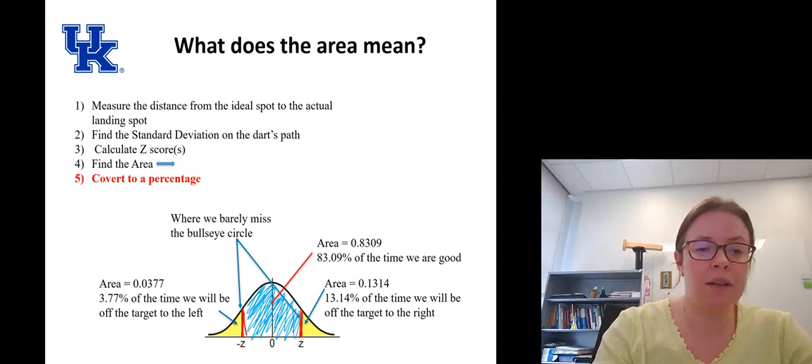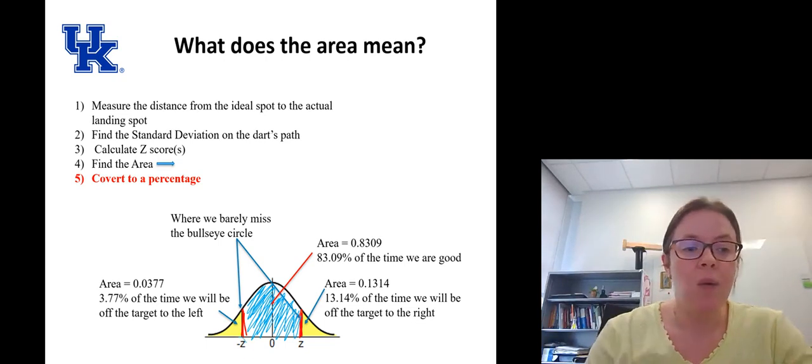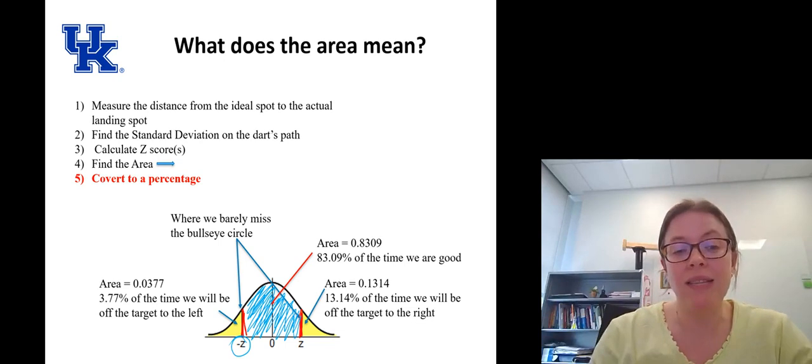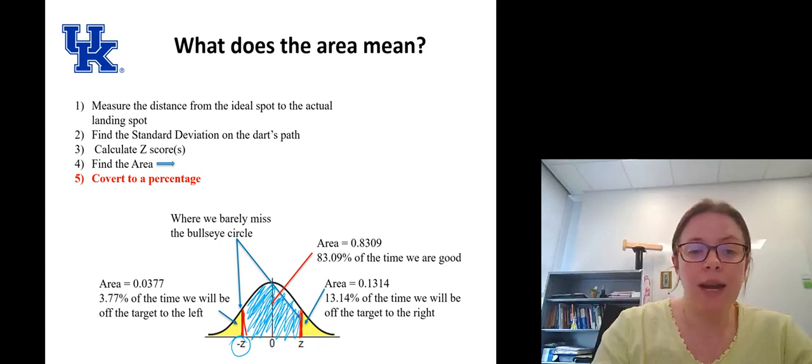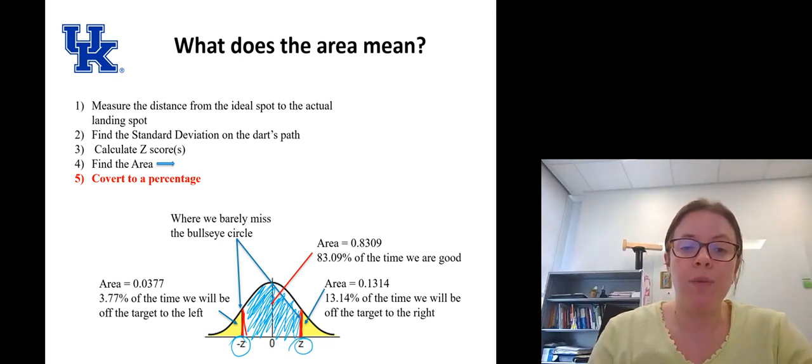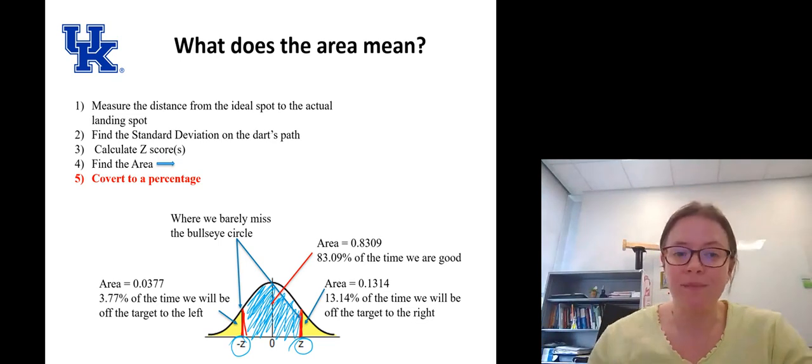Then the yellow areas, so here on the left associated with the negative z, we have an area of 0.0377. So 3.77% of the time we will be off the target to the left. And then over here on the right-hand side, our area is 0.1314, and 13.14% of the time we will be off the target to the right.